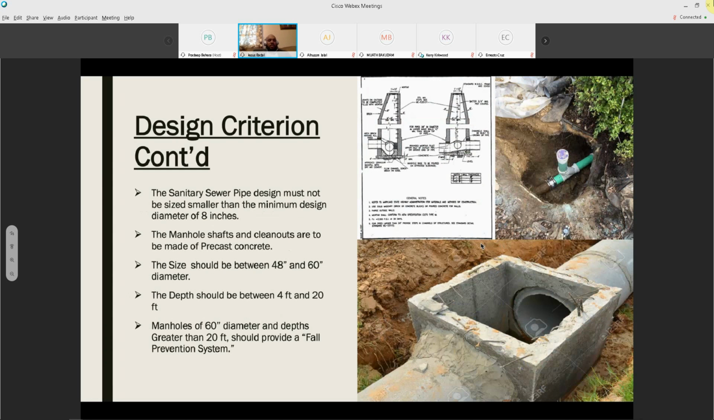So the design criteria continued with we're stating that the manholes have to fit all of these criteria in order to meet the codes presented by Montgomery County. They have to have at least an 8-inch diameter. The manhole shaft must be precast concrete. The sizes must be between 48 and 60 inches in diameter. Must be at a depth between 4 and 20 feet. And the manholes 60 inches or deeper must have fall prevention installed.